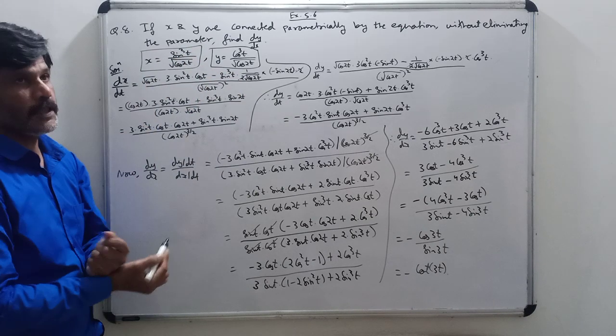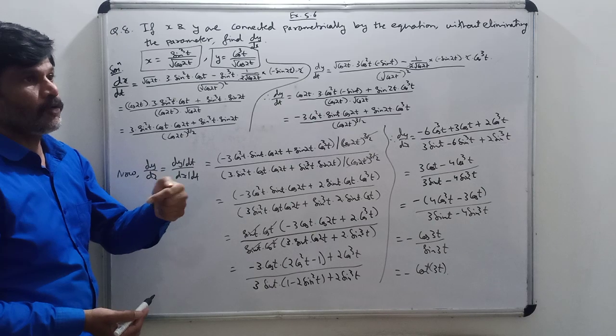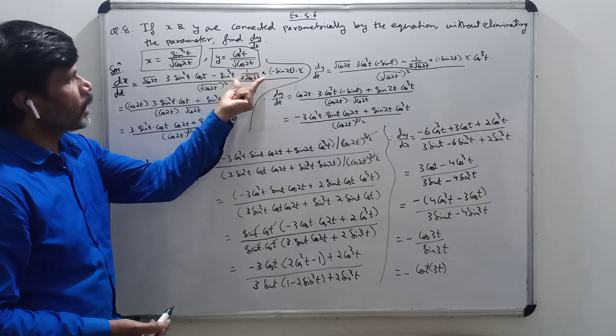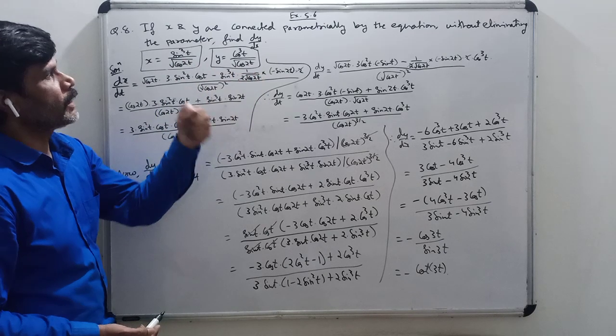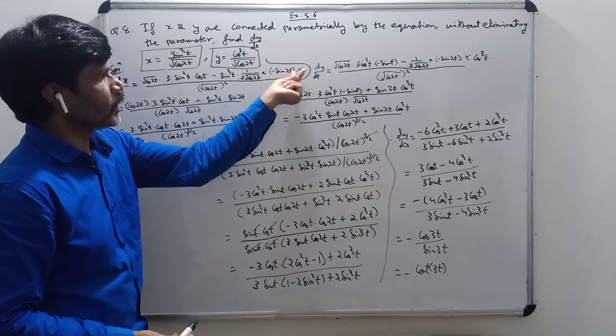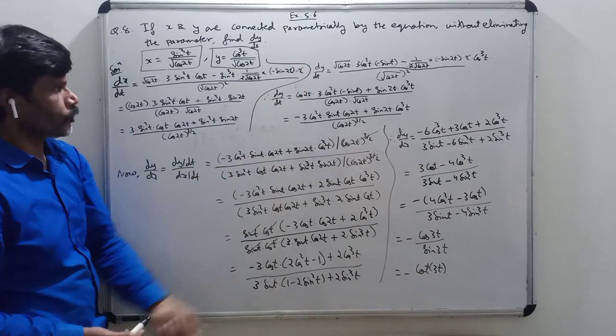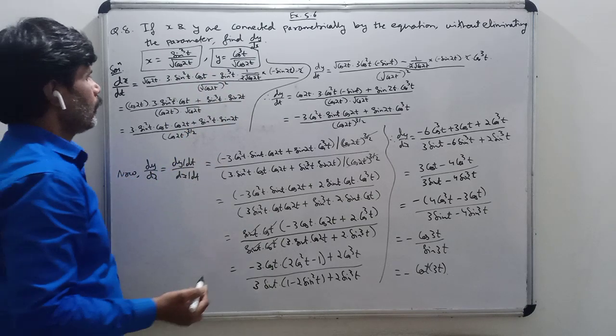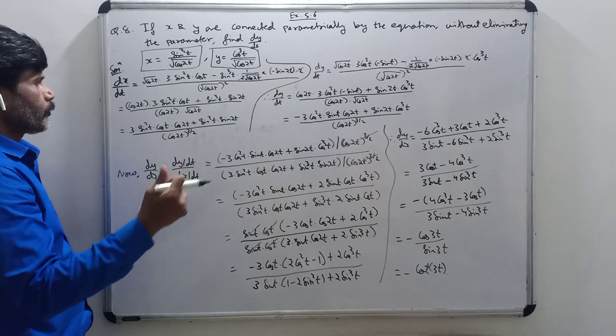derivative of root cos 2t. What is the derivative of root x? 1 upon 2 root x. Derivative of root fx, 1 upon 2 root fx into f dash x. So the derivative of root cos 2t will be what? 1 upon 2 root cos 2t into derivative of cos 2t, that is minus sin 2t into derivative of 2t, that is 2. So derivative of composite function, whole upon root cos 2t the whole square, according to the working rule of derivative of fx upon gx.